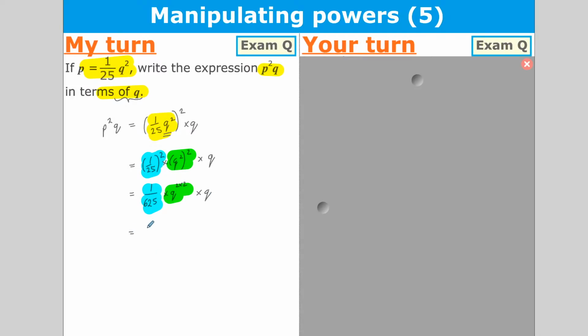So keep the 1 over 625 as follows. Q to the 2 times 2 is q to the 4. And times that q is really q to the 1. So when you've got the same base, you can add the powers. So that's going to be q to the 4 plus 1, which is q to the 5. So to summarize, this is 1 over 625 q to the power of 5. Or another way of writing it, you could have that q to the 5 on top and have the 625 on the bottom. Both of those are totally acceptable for our answer for p squared q in this particular case.